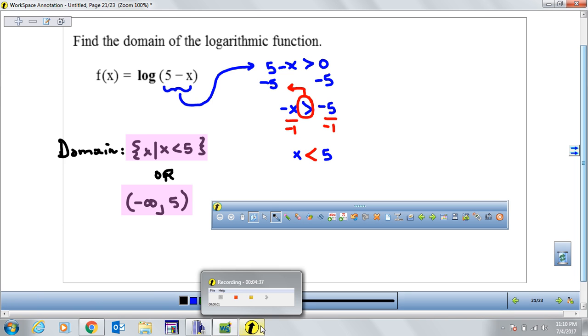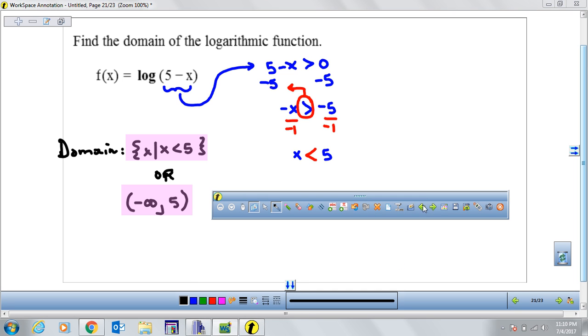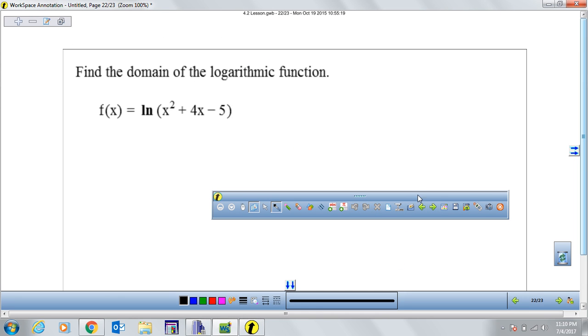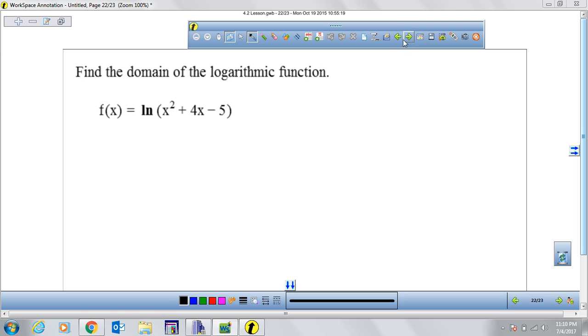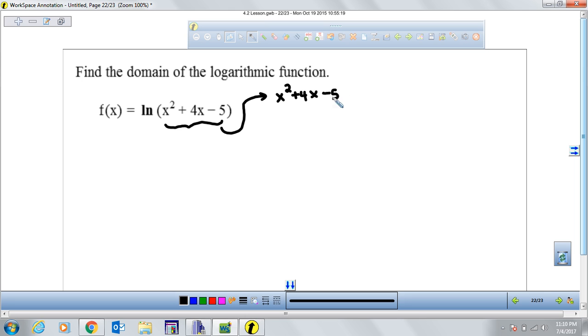Now, we're going to be finding the domain of the following problem. Find the domain of the logarithmic function f of x equals natural log of x squared plus 4x minus 5. So, without sketching the graph, in order for me to find the domain, all I need to do is find all of the values of x that make this expression inside of the parentheses right here greater than 0. A positive number, again, means greater than 0.